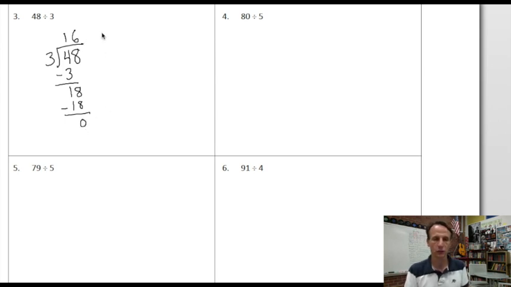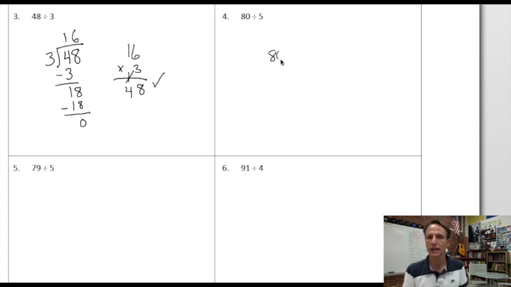So a remainder of 0 we do not need to write, of course. And so we know we'll have a simple one-step check where we take our quotient of 16 and multiply it by 3. We should get our dividend of 48. Let's see if we do. 3 times 6 is 18. Regroup that 1. 3 times 1 is 3. Plus 1 is 4. Yes, we got 48. Should check. Good. Let's go on.